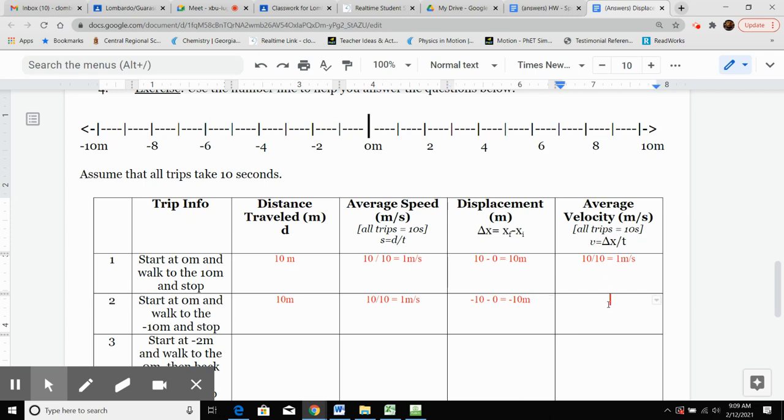So in velocity, what we're going to do is negative 10 divided by 10 and get a negative 1 meter per second. So velocity, you guys, if it's supposed to be negative, you have to make sure you have the negative sign there.